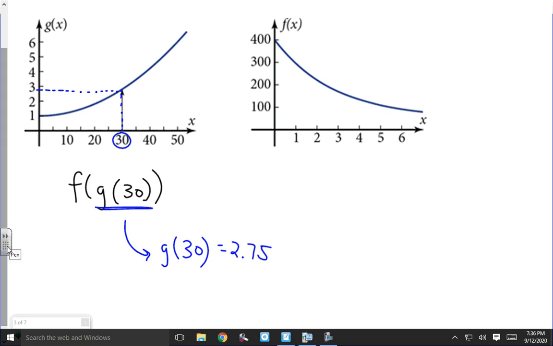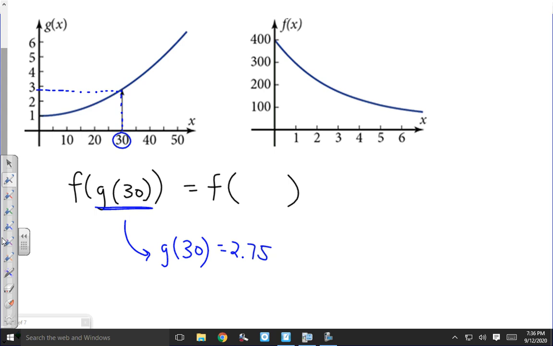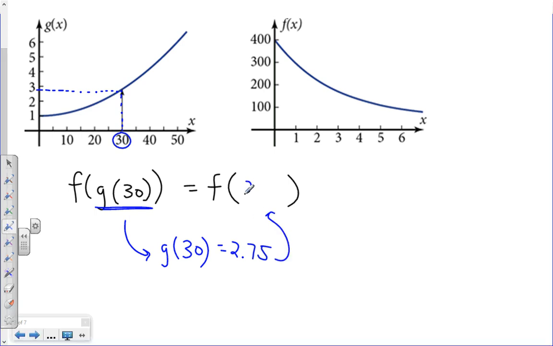function in this composition. So this is equal to f of, and I can replace g of 30 here with this 2.75 now. That's what goes in there. So I've taken g of 30 and replaced it with what it's equal to. Start at the inside and work your way out. Now I've set up another problem for me to solve.